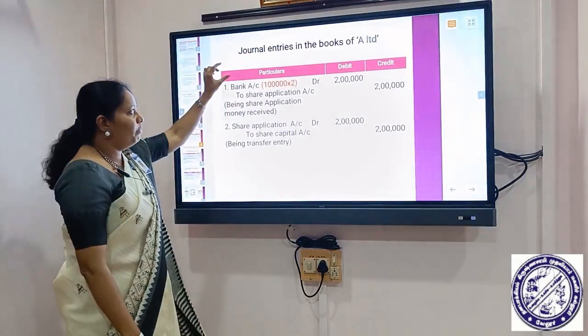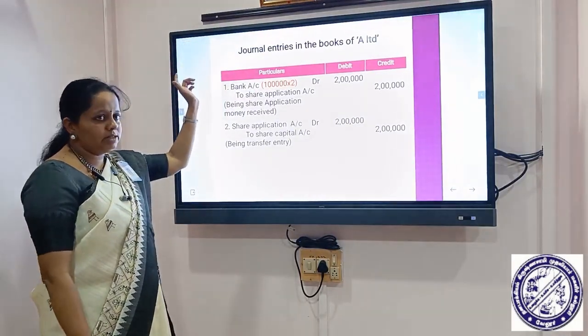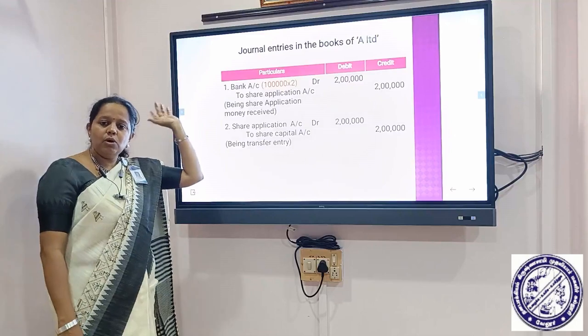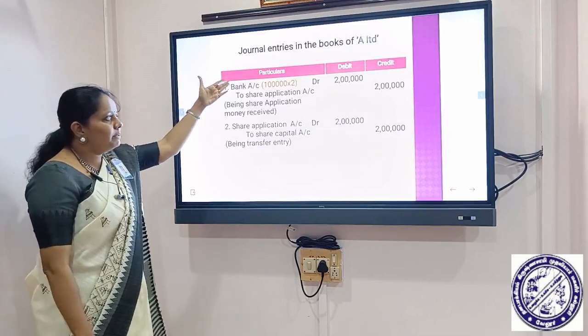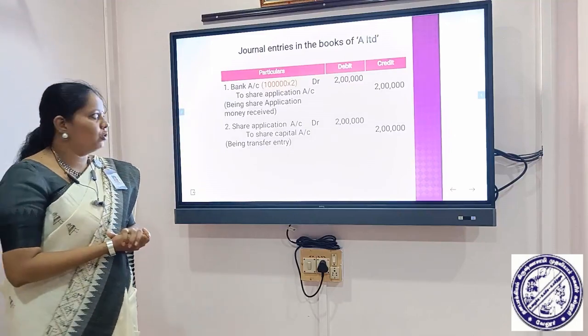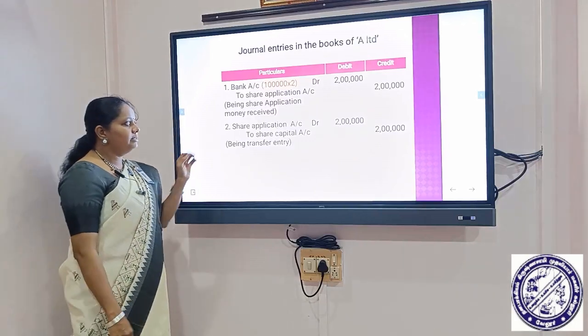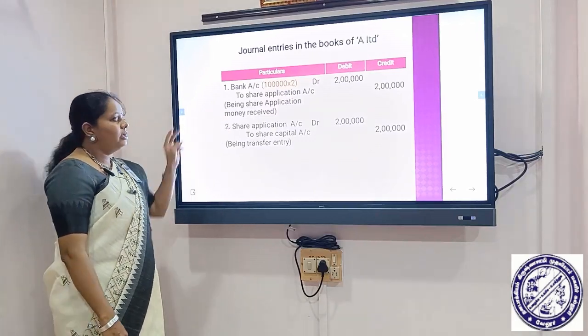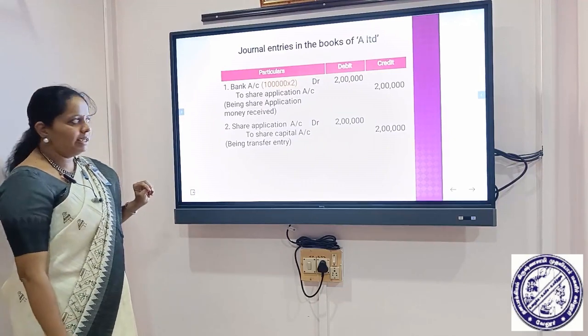So this heading is more important: Journal entries in the books of A Limited. Being accounts students, you should follow all these headings and this particular debit, credit, everything. And the first entry is the application money receiving entry. These 2 entries are regarding application money.